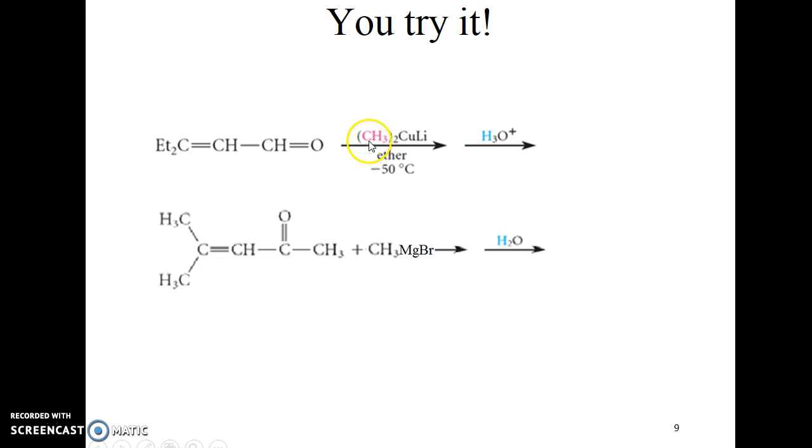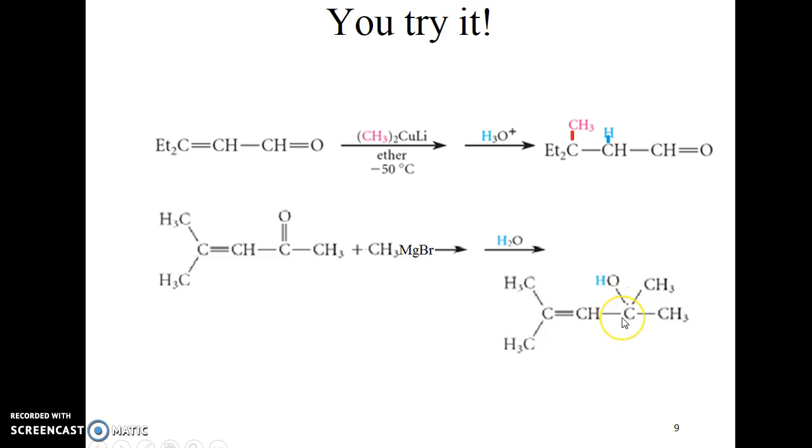Okay, if I look at this, you can see the methyl group is in a Gilman reagent, so it's going to add 1,4. That's going to add to this carbon, and then the proton is going to end up being on this carbon here. So this is the product of this reaction. The Grignard reagent is very basic, so where does that end up? That ends up adding to this carbon, and we end up having the methyl group on the carbon, changing that to an alcohol.